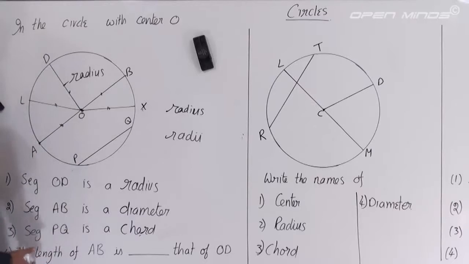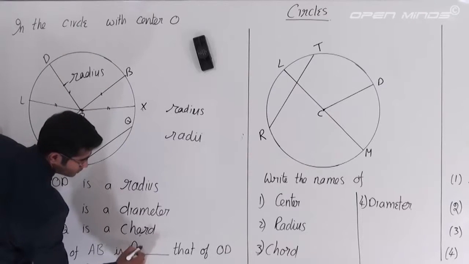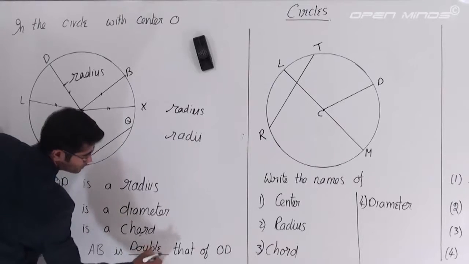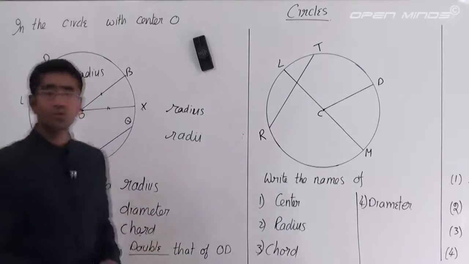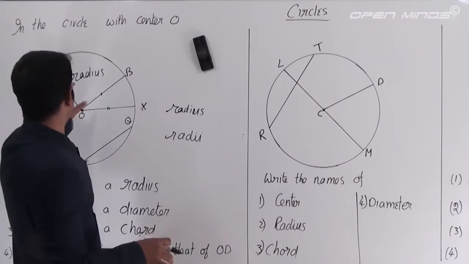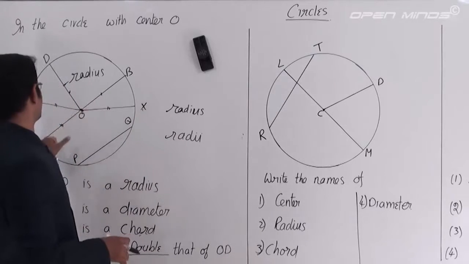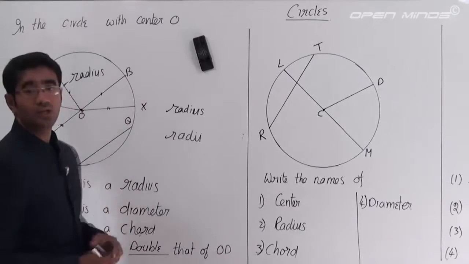Look at that, the length AB is twice OD. I can just write double, or we can write 2 times or twice OD. That's it, nothing much. So we understand what exactly the radius is and how it is called in plural, that is radii, and we know that the diameter is twice the length of the radius.